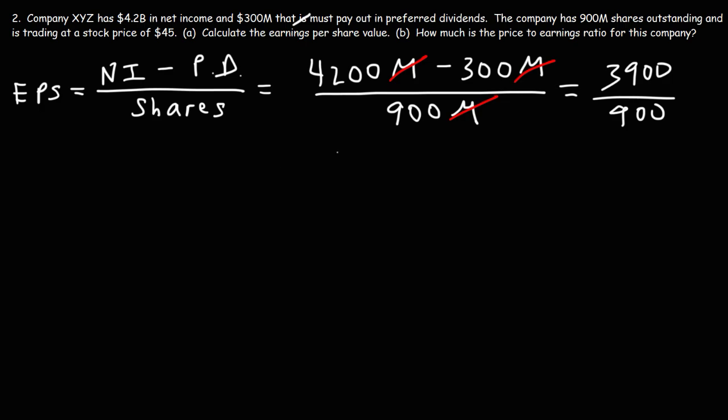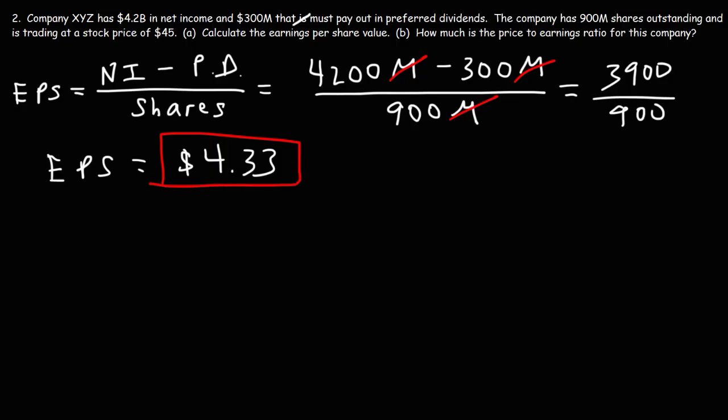And this will give us our EPS value, which is going to be $4.33. It's 4.3 repeating, but we're going to round it to the nearest cent. So that's the answer for part A. That's the earnings per share value. Now let's move on to part B.